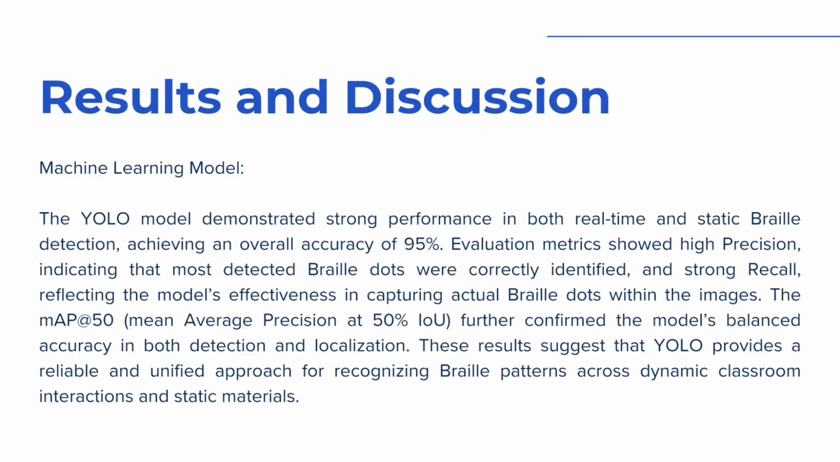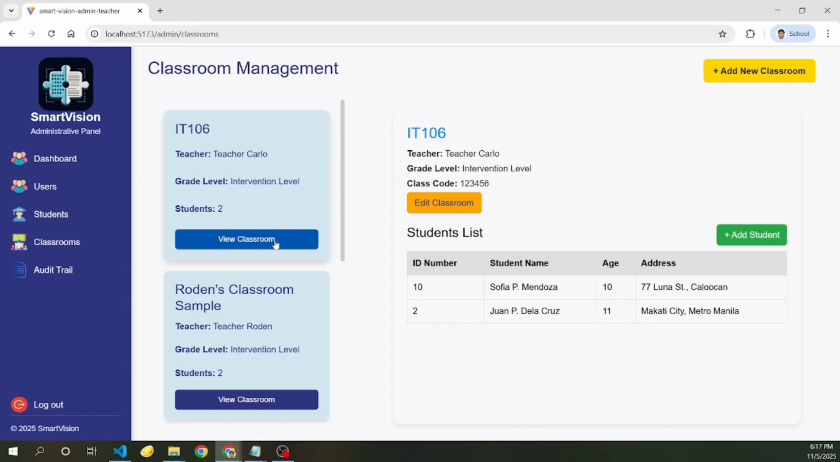Next is the classroom page. Here, the admin can create new classrooms, assign teachers, and add students to their respective classes. This setup improves accessibility since students are automatically linked to their teacher's classes, meaning they don't need to manually join anymore. It simplifies class organization and ensures all students are properly assigned.